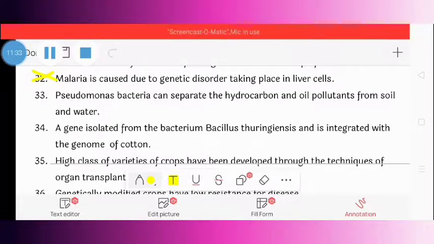Question number 33. Pseudomonas bacteria can separate the hydrocarbons and oil pollutants from soil and water. So this statement is true. 34th number question: a gene isolated from the bacterium Bacillus thuringiensis is integrated with the genome of cotton. This is also true, because Bacillus thuringiensis means Bt, and when its gene is integrated with the genome of cotton, it is known as Bt cotton.